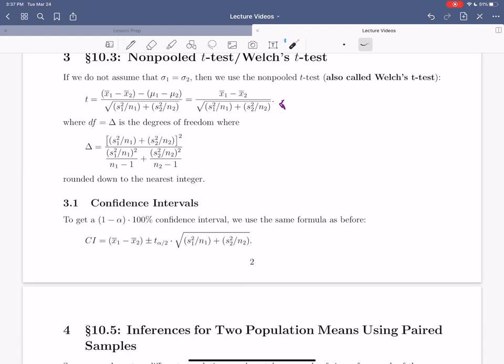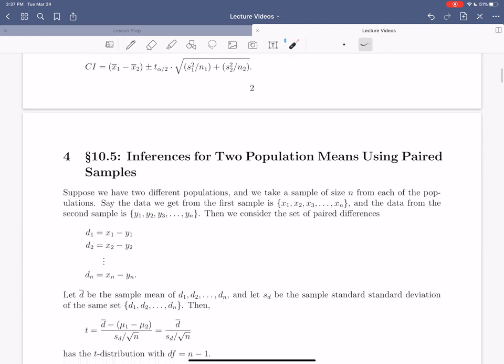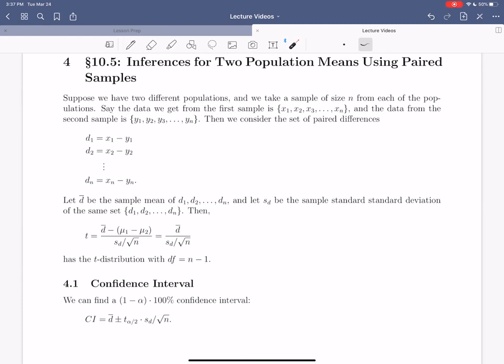There's one more thing that's going to appear in our chapter, and we're going to skip over 10.4, but we're going to talk about 10.5. Here what we're going to do is talk about studying two different population means using paired samples. The way that this works is that you're going to have two samples, say x1 to xn and y1 to yn. They have to be the same length, otherwise this test isn't going to work.